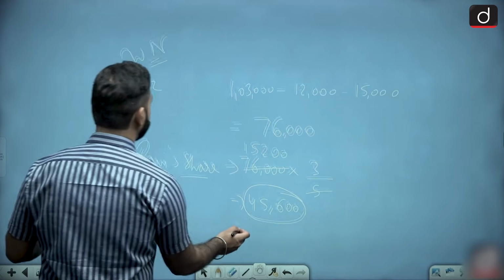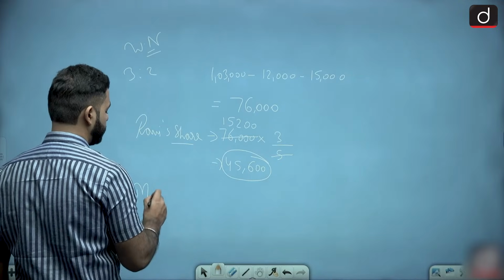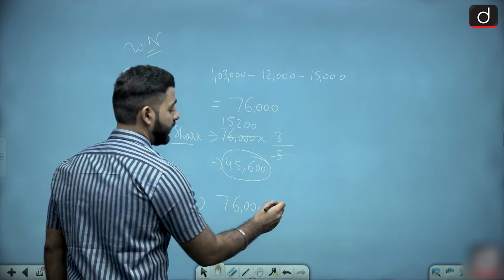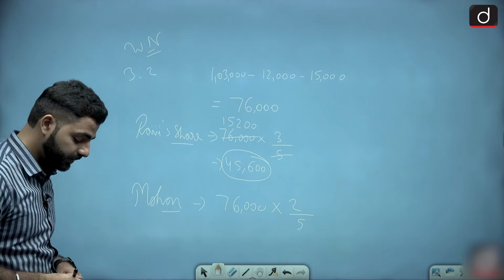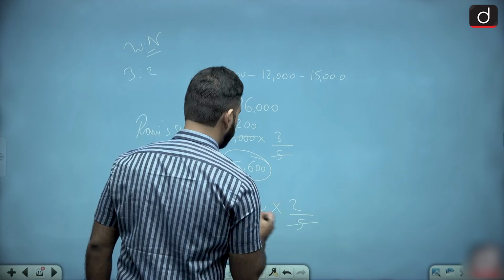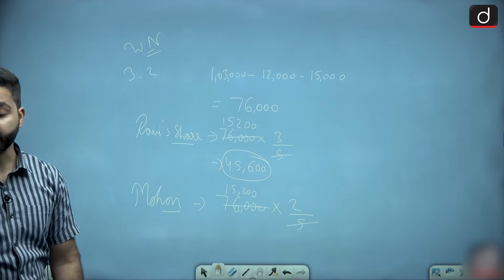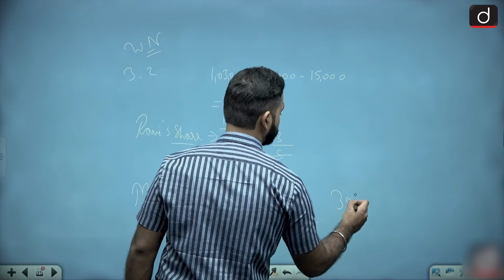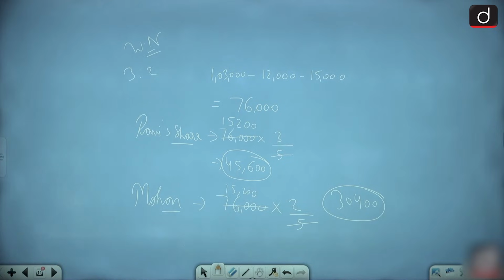Okay, and now for Mohan's share, it is 76,000 into 2/5. 76,000 into 2/5. Yes. Now again cancel it out. 15,200 into 2. So that will be 30,400, right? 30,400. So 30,400 will be the right answer. So transfer this to the capital account.